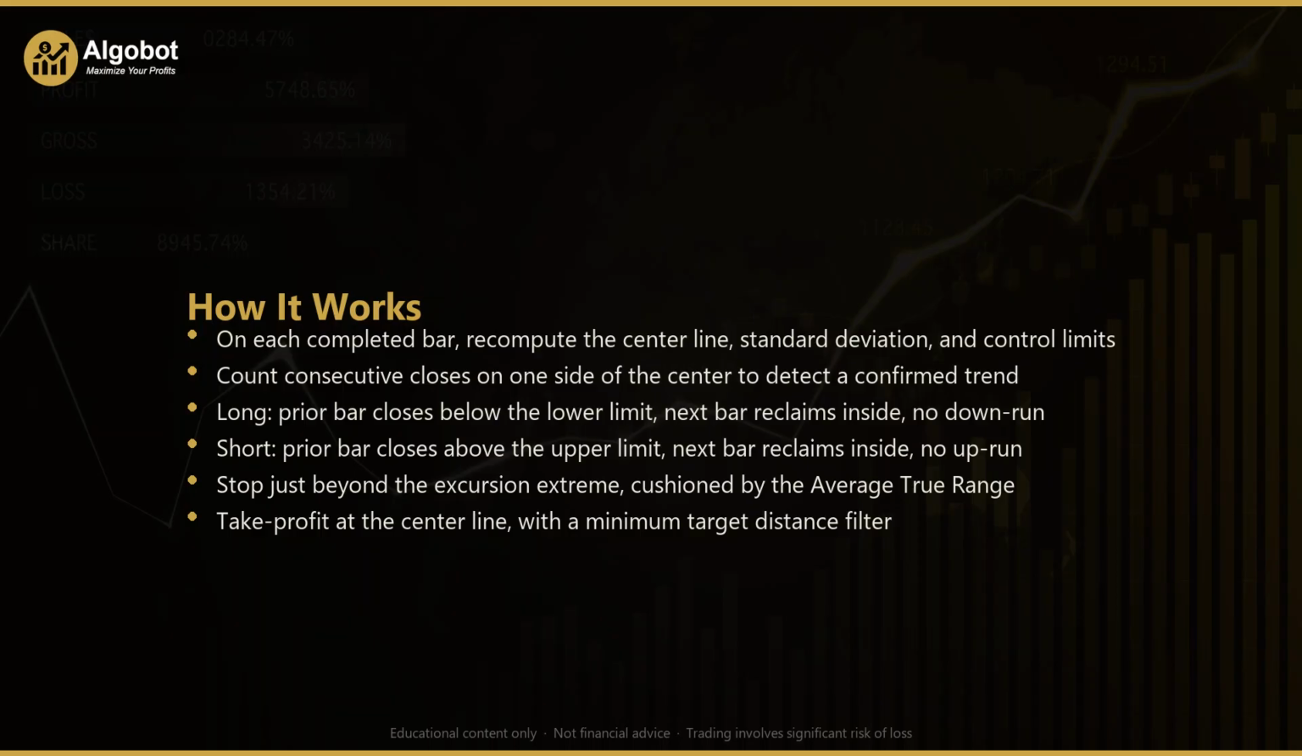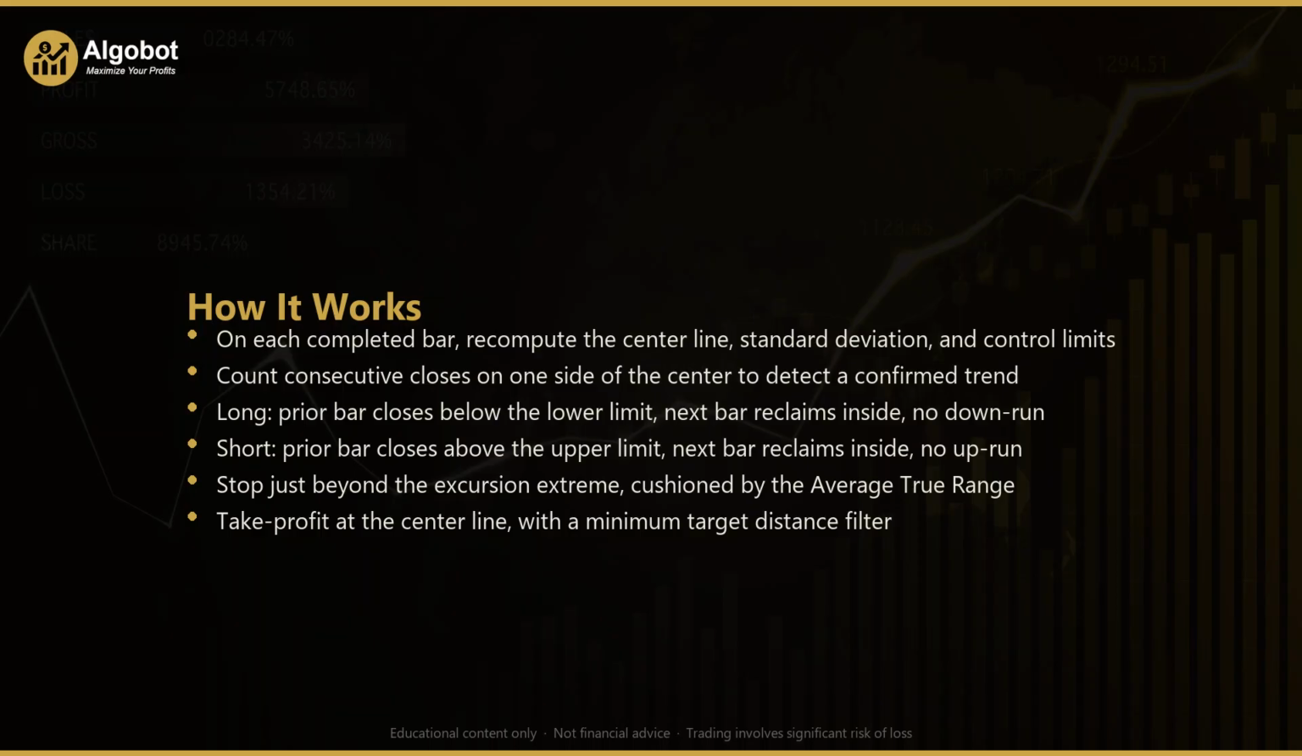The short setup is the mirror image. The strategy looks for a prior bar that closed above the upper control limit. It waits for the next bar to close back inside, below the upper limit, and as long as there's no confirmed up run, it signals a sell. The stop sits just above the highest point of the excursion, again buffered by the average true range, and the take profit returns to the center line.